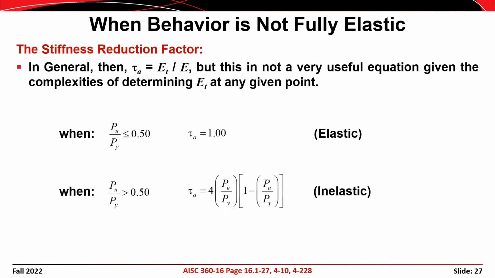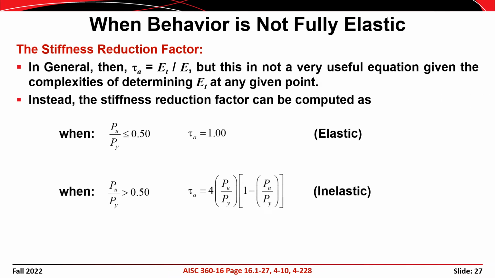The stiffness reduction factor, tau, is a function of the ratio of the tangent modulus to the elastic modulus of the column. As we'll see later, calculating the tangent modulus E sub t is quite challenging, and thus this equation for tau isn't very useful. Instead, tau can be calculated using these equations shown here. When the column is lightly loaded, the stiffness reduction factor is taken as 1.0, which reflects the idea that the column remains fully elastic. When the column is not lightly loaded, when the ratio of P sub u over P sub y is greater than 0.5, then tau is calculated using the second equation here, which is a function of the ratio of P sub u over P sub y.